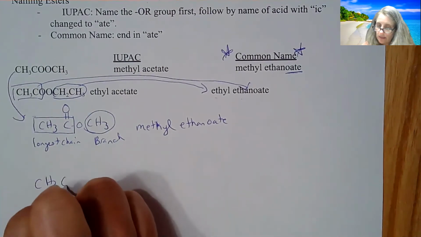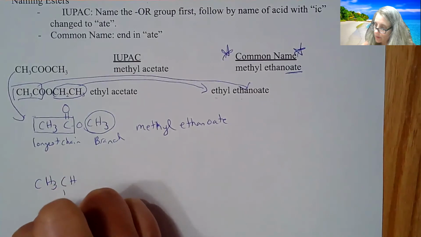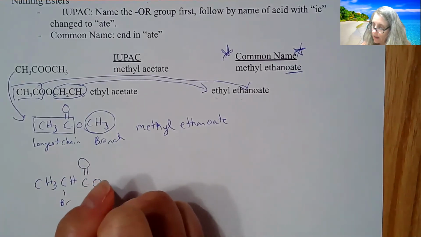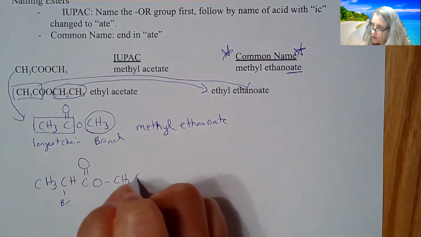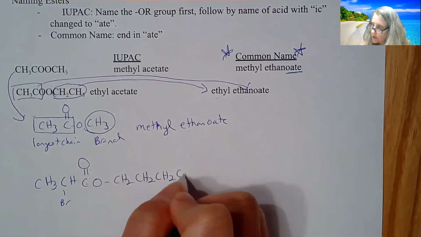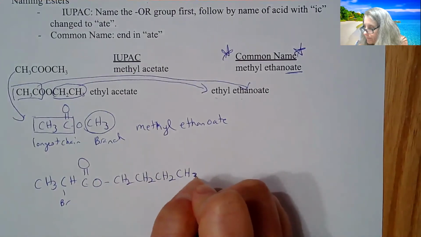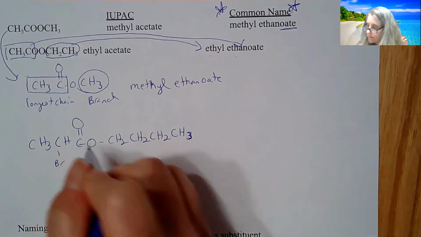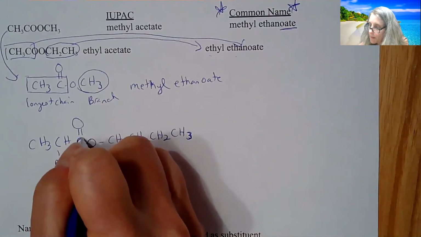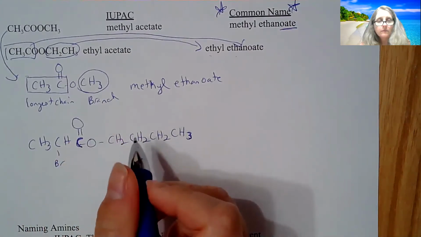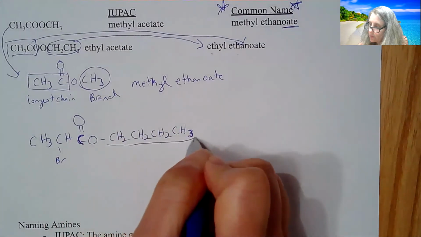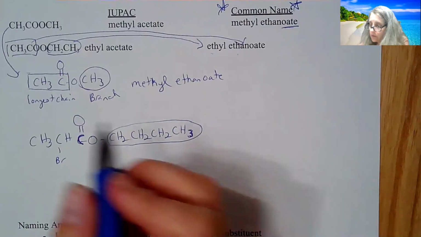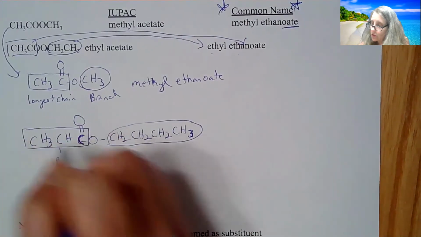So CH3CH, I'll put a bromine here to make it more interesting. C double bond O, then my O, and then I've got CH2, CH2, CH2, CH3 on the end. So the rule is, again, this is your branch, no matter if it's a longer set of carbons. That's irrelevant, okay? So this is going to be your longest chain.